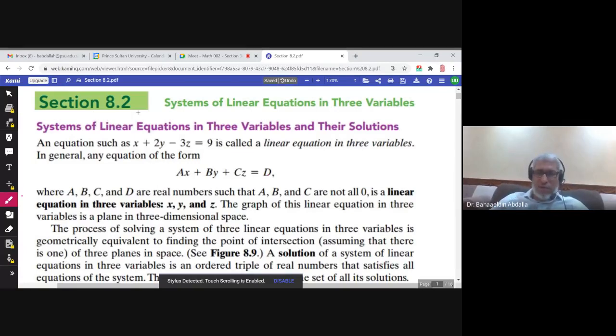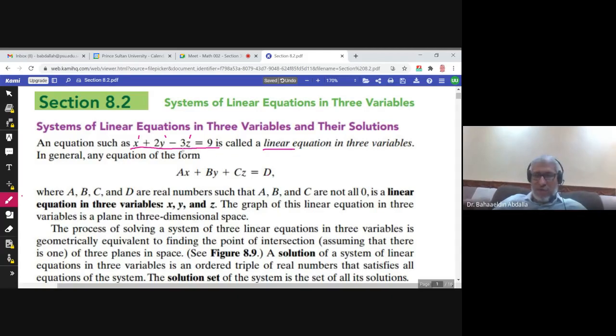This is section 8.2, Systems of Linear Equations in 3 Variables. We studied systems of linear equations in 2 variables in the previous section. Now here, if you look at this equation, you have 3 variables, x, y, and z. We call this equation linear. Why is it linear? Because the power of x is 1, the power of y is 1, the power of z is 1. So if the powers of all variables are 1, then we call it linear. So this is a linear equation in 3 variables.